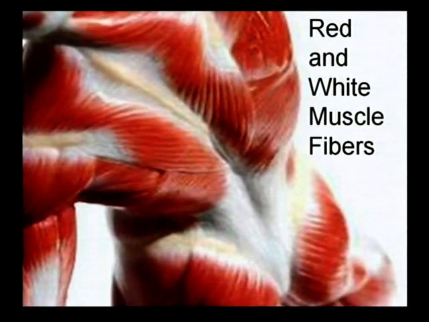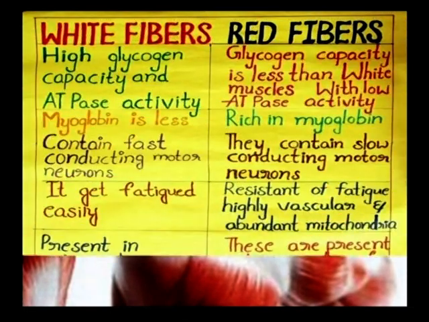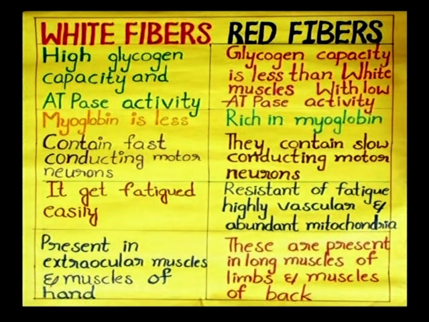So, these are the white and red muscle fibers. The muscles which are white in color are white muscles, and the muscles which are red in color are called red muscle fibers. Friends, white muscle fibers have high glycogen content and high ATPase activity. Red muscle fibers have much less glycogen than white muscle and low ATPase activity. Myoglobin is less in white fibers and red fibers are rich in myoglobin.